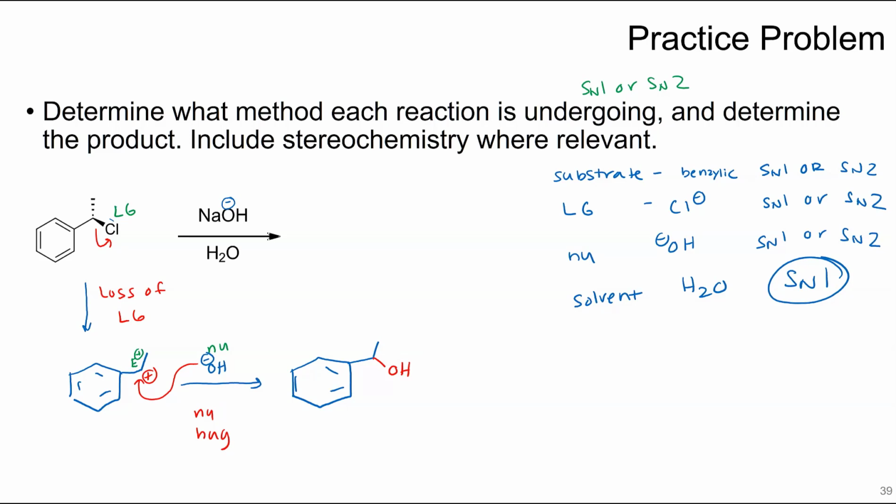The stereochemistry here, this would be the product with the OH substituting. So the stereochemistry, when you have those squiggles, that means mixture of stereochemistry. So with an SN1, you get 50% retention and a 50% inversion.